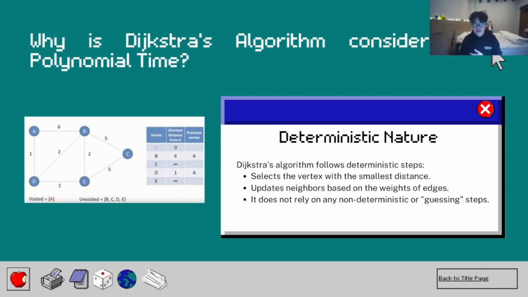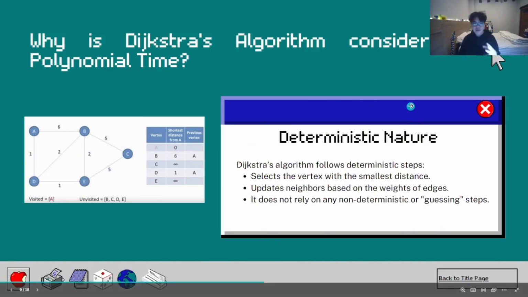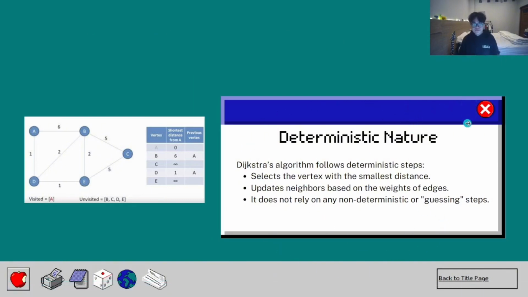It does not rely on any deterministic or guessing steps. After one step, it is always a fixed step. It always has a fixed step right after the first or previous step, ensuring that the deterministic nature happens in Dijkstra's algorithm, making it polynomial time.